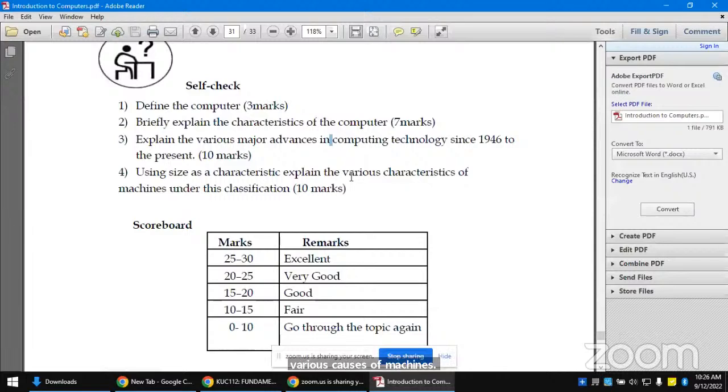So computers are classified according to size. So what are the computers under this? So kindly look at that.